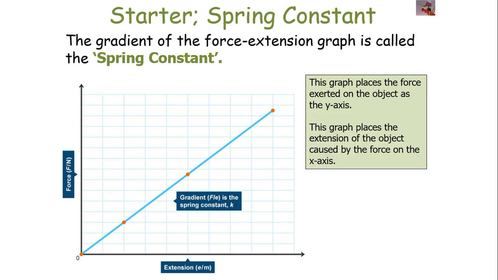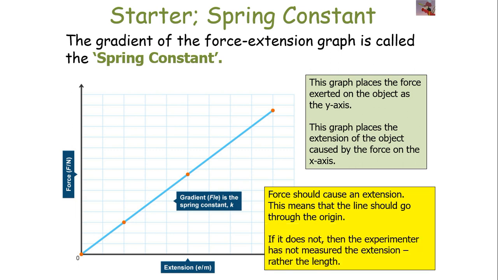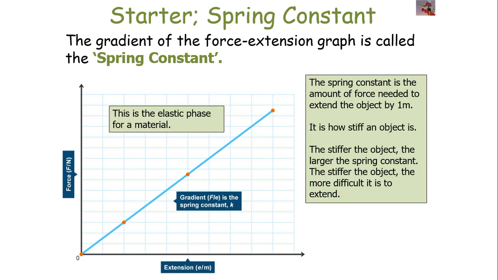Now, what we can do is, if we put the force on the y-axis and the extension on the x-axis, as we mentioned before, if it's an elastic object, we should have a line that goes through the origin, and also that's because, remember, force will cause extension, not length. So if it doesn't go through the origin, the experimenters measured the length, not the extension. So you can then have your straight line through the origin, and therefore you can work out its gradient, and that's the spring constant. Now, by definition, the spring constant is the amount of force needed to extend the object by 1 meter. It's how stiff an object is.